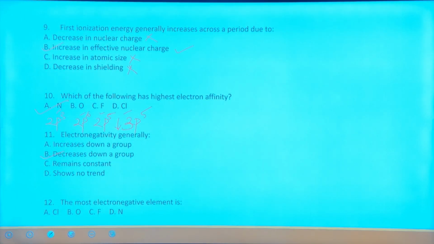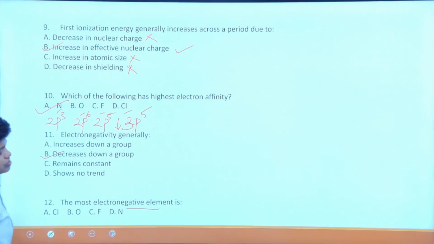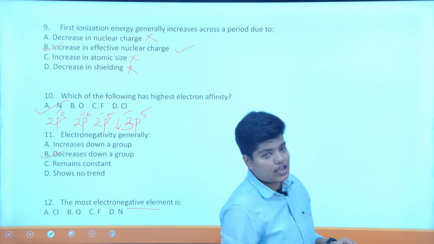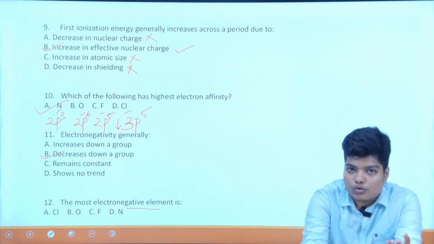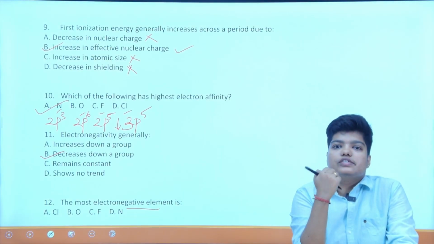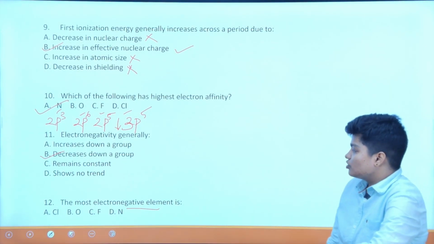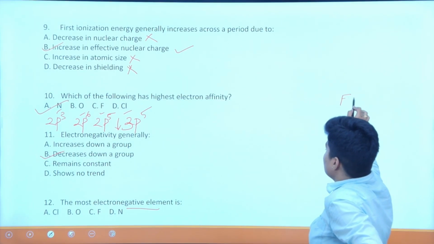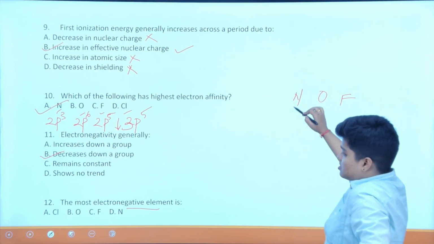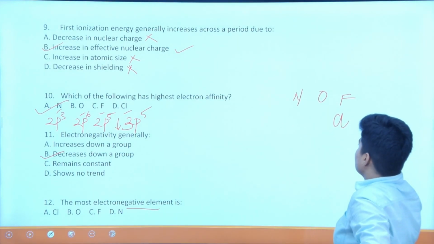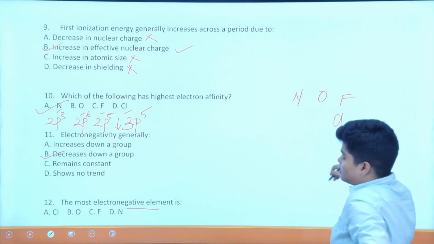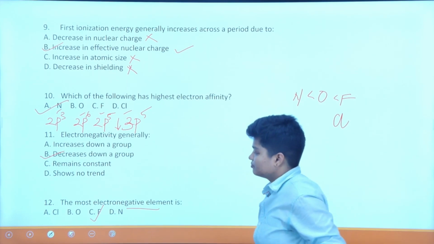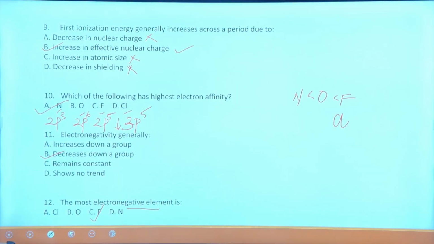Now question number 12, the most electronegative element. We know the general trend: electronegativity increases along the period, because along the period effective nuclear charge increases, so the attraction power for the bonded electron towards itself will be more. The options are chlorine, oxygen, fluorine and nitrogen. Fluorine is in group 17, nitrogen and oxygen are here, chlorine is the second element of group 17. Fluorine will be highest, and its electronegativity value is approximately 4.